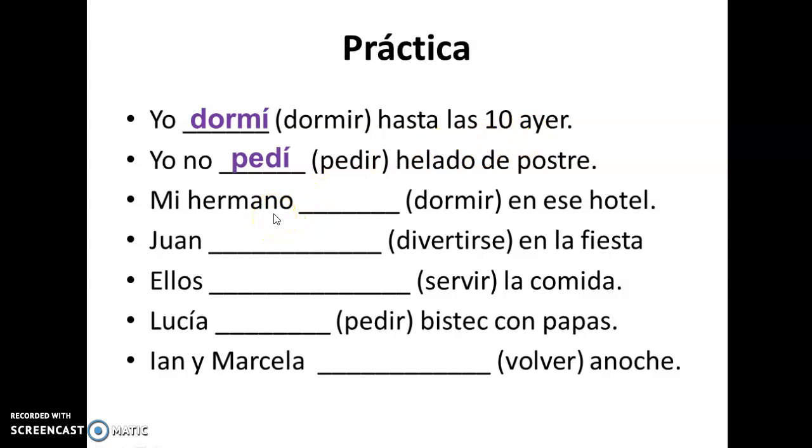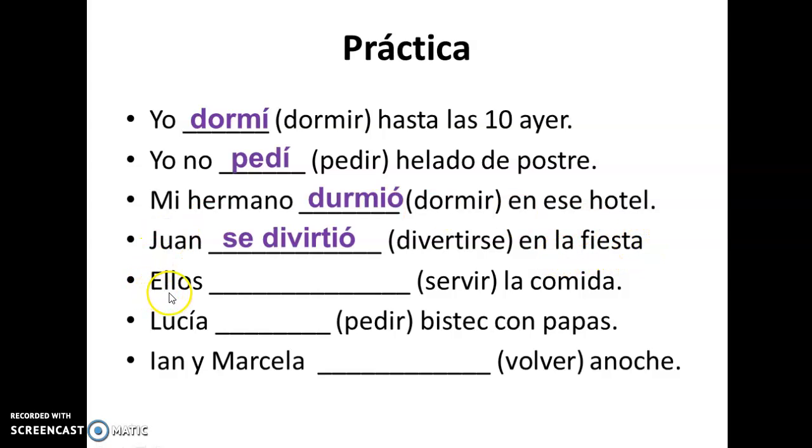Here, mi hermano, that's the third person singular, right? So this one is going to change. It's going to be durmió. Mi hermano durmió en ese hotel. My brother slept at that hotel. Juan, another third person singular because it's él. The change is going to happen in this one. It's going to be divirtió, and because it's a reflexive, se divirtió en la fiesta. So Juan had a lot of fun at the party.